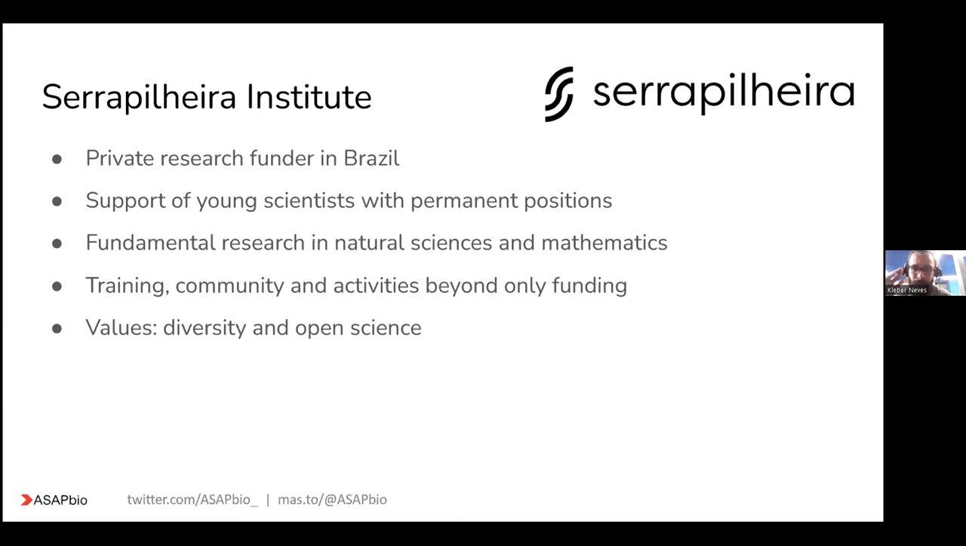And all of this is permeated by two values that have been there since the foundation of the Institute, which are diversity and open science. So this is where I come in. I work in the science program, and I'm mostly concerned at this point with trying to engage our grantees in open science activities and thinking about how our policies are going to be in terms of open science and transparency.